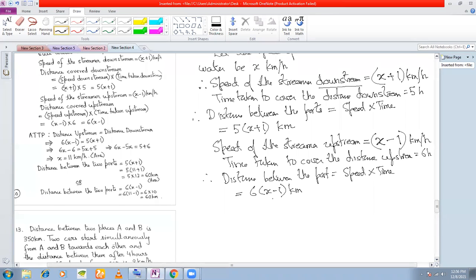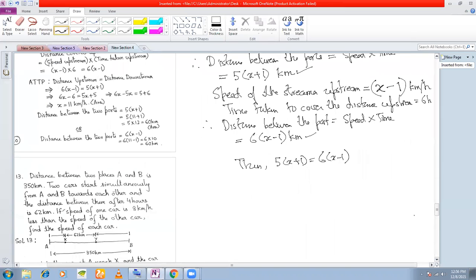Now, whatever speed you are going, whatever the speed of the streamer, or whatever the time taken, the distance between the ports will remain the same, isn't it? So this distance must be equal to this distance. Thus, 5 times x plus 1 must be equal to 6 times x minus 1. Now this is an equation in x. Let's solve it to get the value of x.